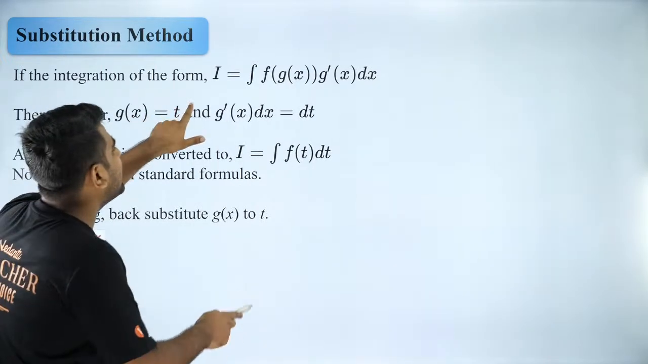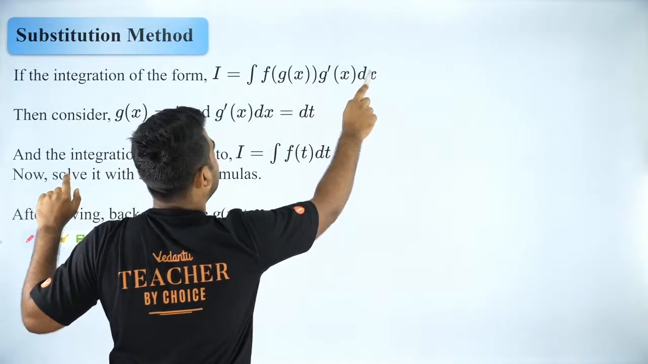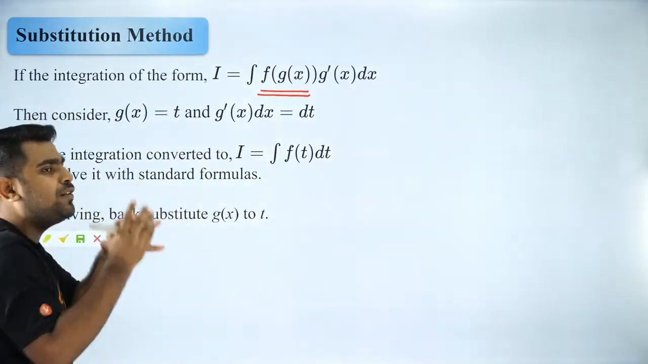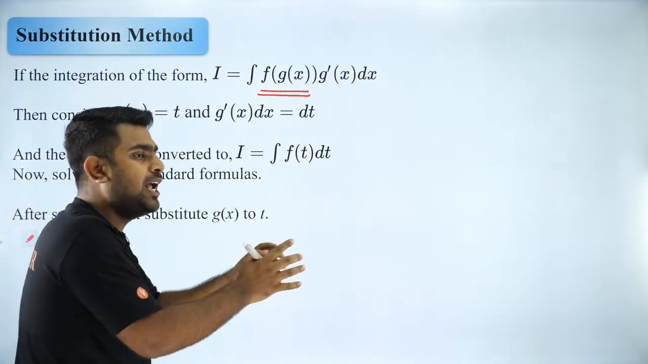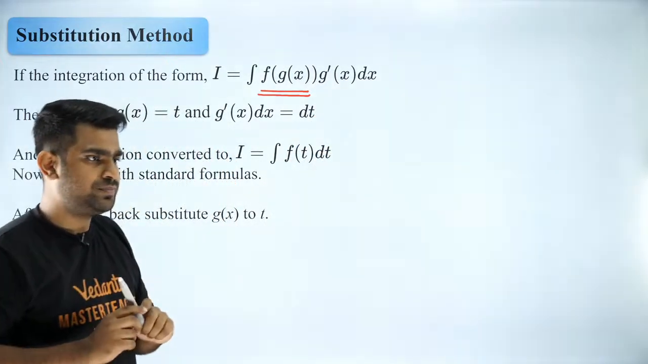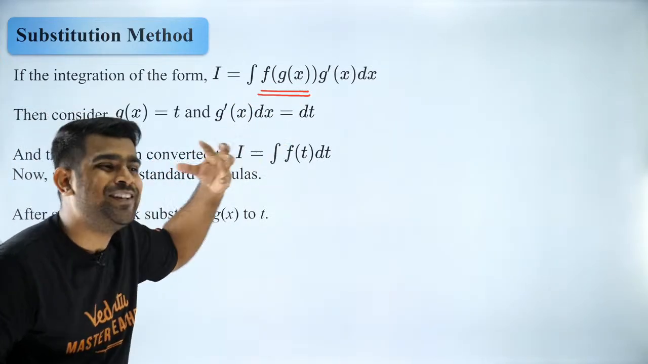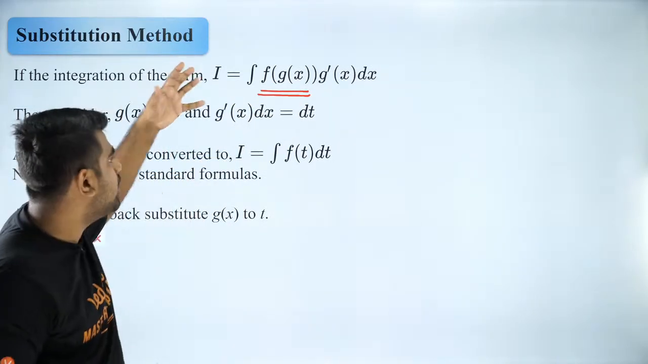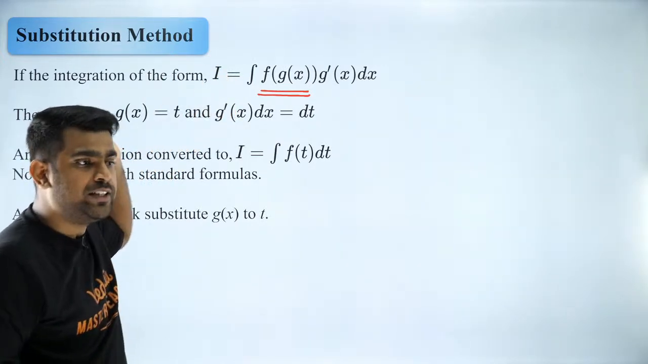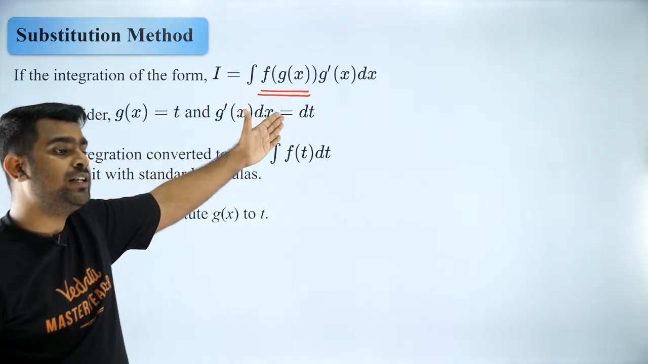So if you have an integral of the form f of g of x into g dash of x dx, this is a composition of functions. So we have one function inside another, and then you have g dash of x dx. Got it? So when you have such a complicated one, what is your first thought process? Sir, it looks so big. We can't do it. We are in 11th standard. It is so big. How do you think we can solve it?